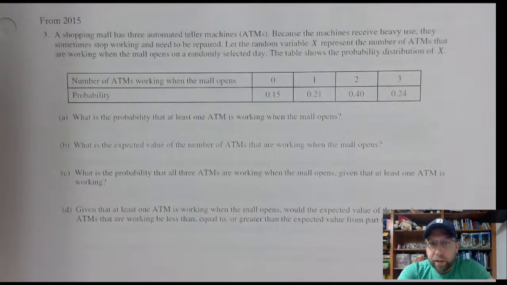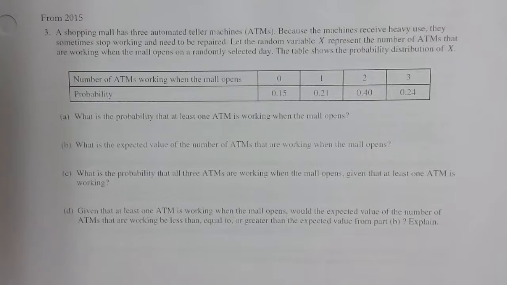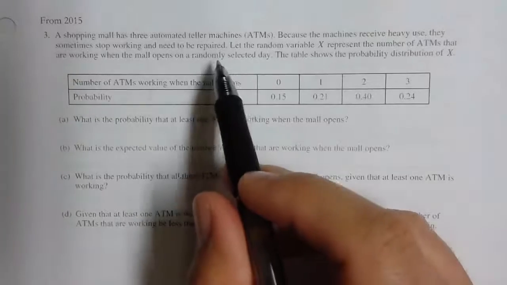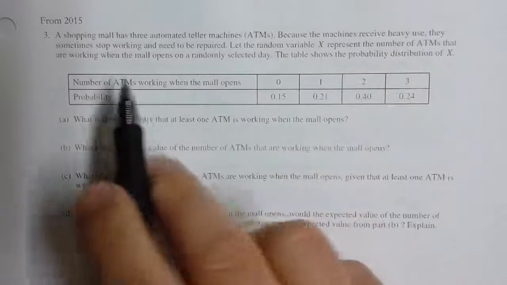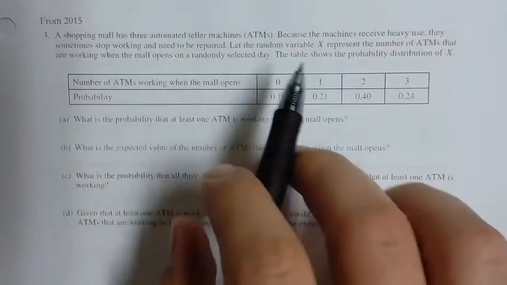Stat with some probability tasks, some basic, some conditional, and then even some expected value tasks in here as well. It starts up with information about a shopping mall that has 3 ATMs. Because the machines receive heavy use, they sometimes stop working and need to be repaired. Let the random variable x represent the number of ATMs that are working when the mall opens on a randomly selected day, and the table shows the probability distribution of x.